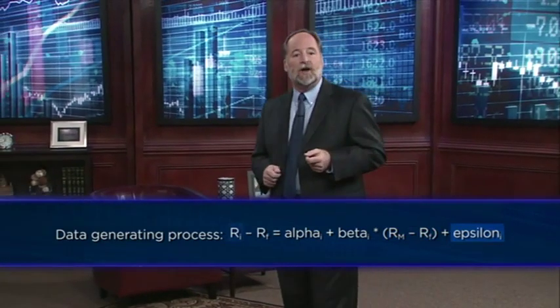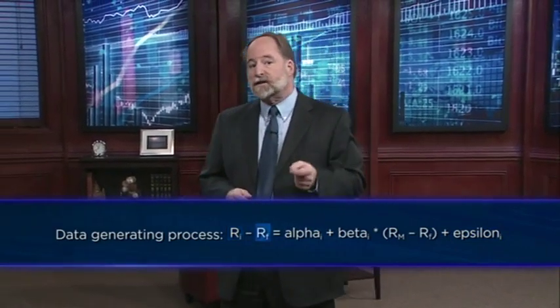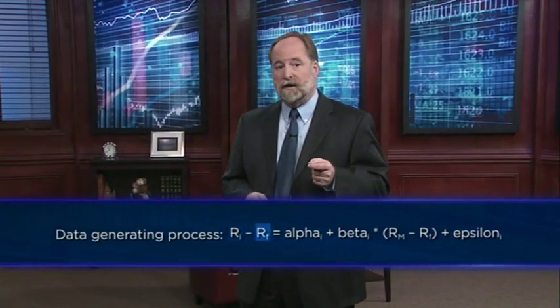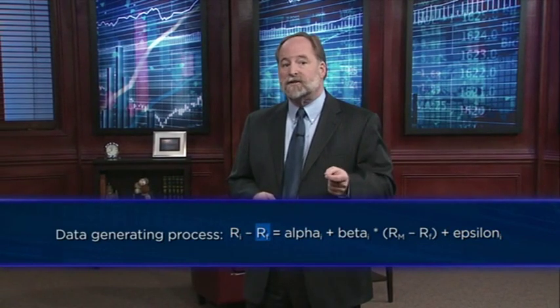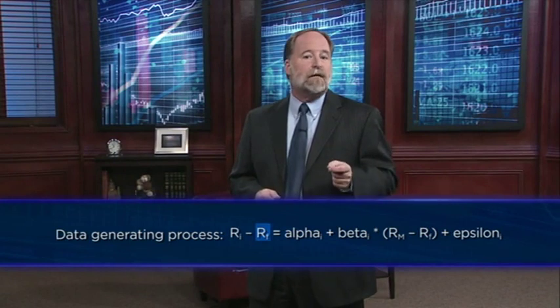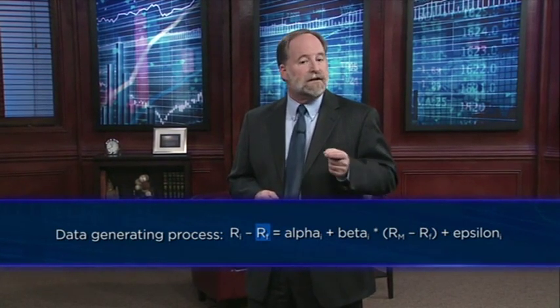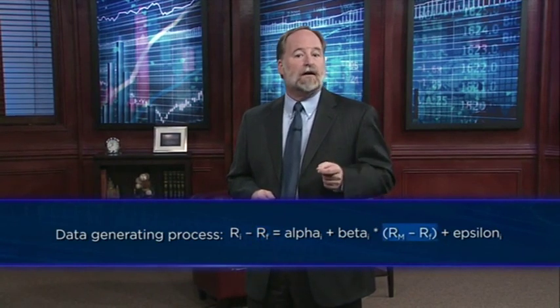In the expression, RI is the return on the individual security. RF is the risk-free rate. So RI minus RF is the return on the security in excess of the risk-free rate. The common factor is the return on the market, RM, in excess of the risk-free rate. So the common factor is RM minus RF.